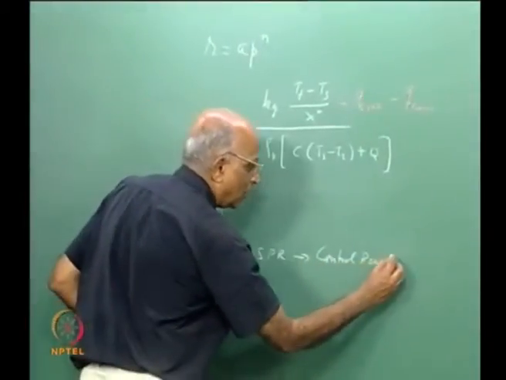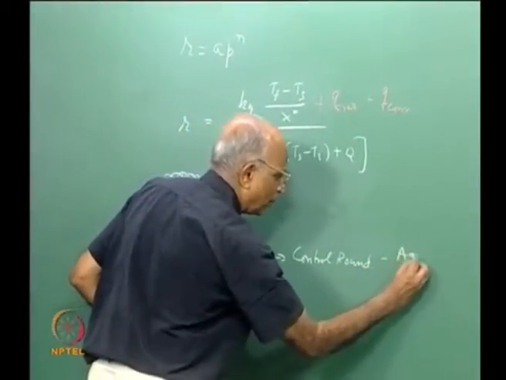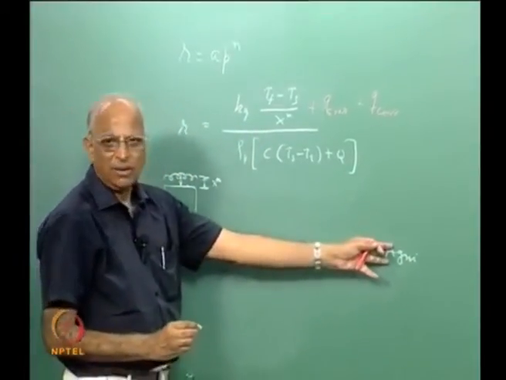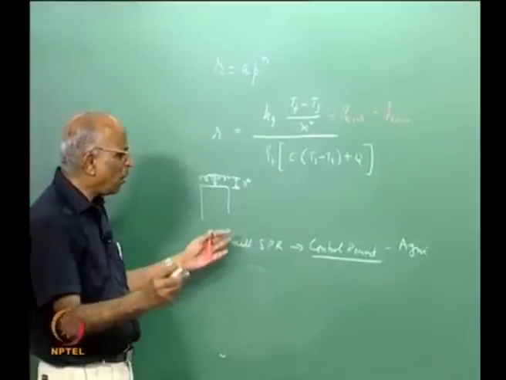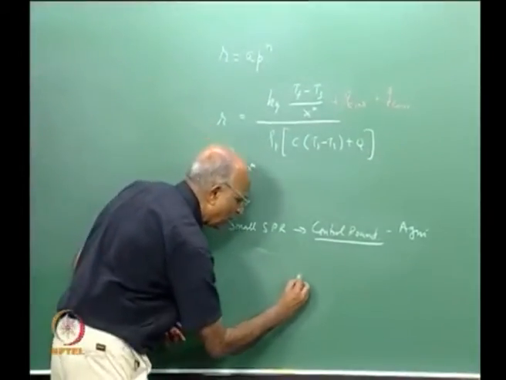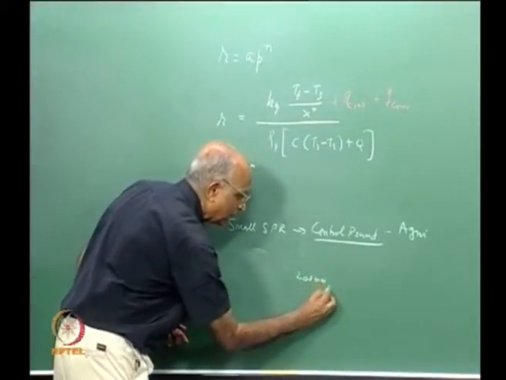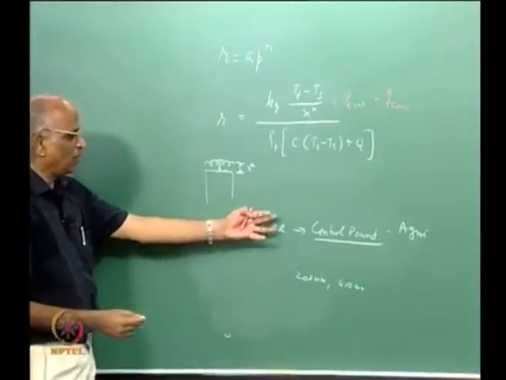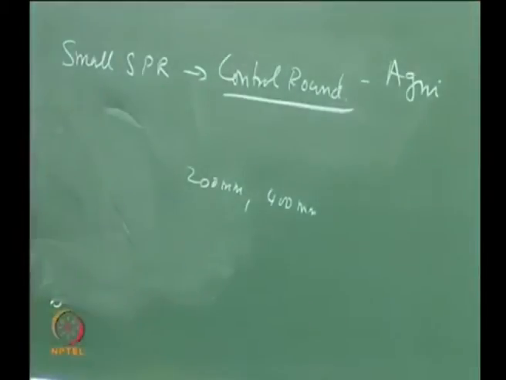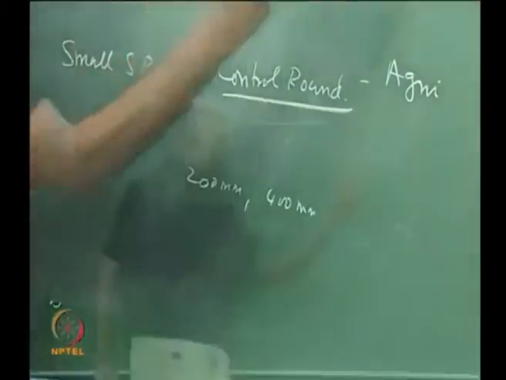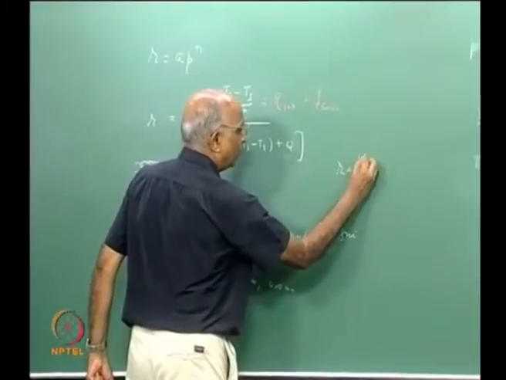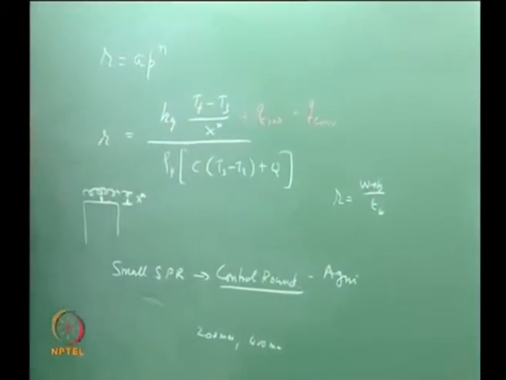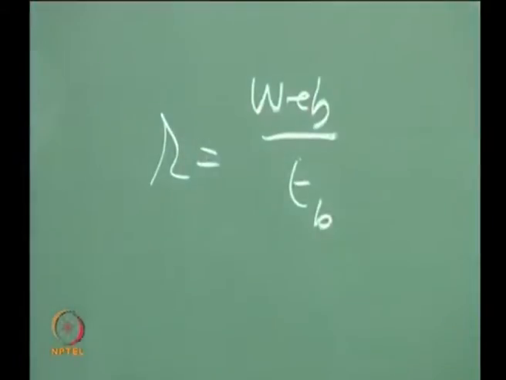In India we call control rounds Agni rounds, but mind you the name should be control round. Let us not confuse it with the Agni missile, maybe we will talk about it later. Small rockets may be around 200 mm in diameter and around 400 mm in length, a block with cylindrical burning, and that is how we determine it. And how do we determine burn rate? Burn rate is equal to web thickness divided by the web burn time, and that is how we go ahead and do it.